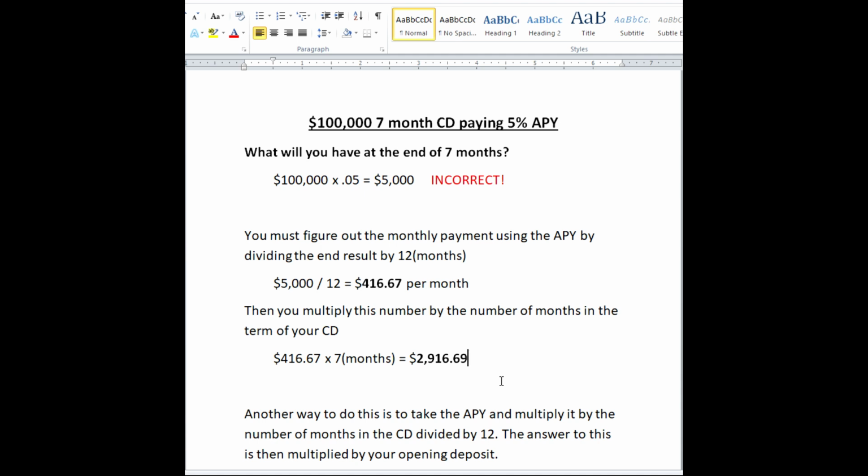Now this is, as I said, a simple calculation. So it may be off by a few pennies or even a dollar or two, but it's going to be extremely close if you compare that to what you get from an official APY calculator. This is a quick way to do it, but it's going to be extremely close.